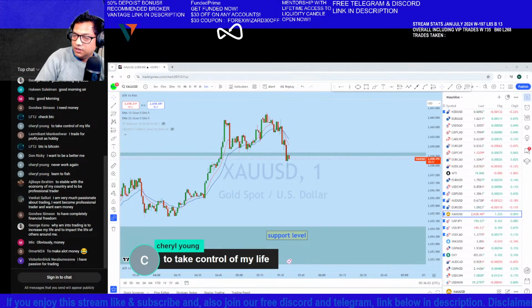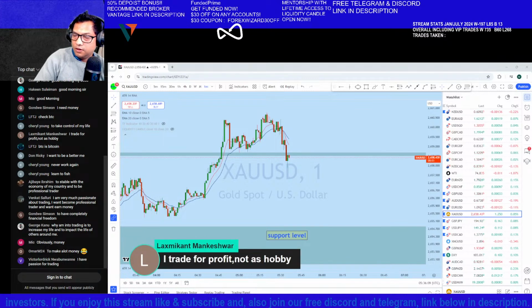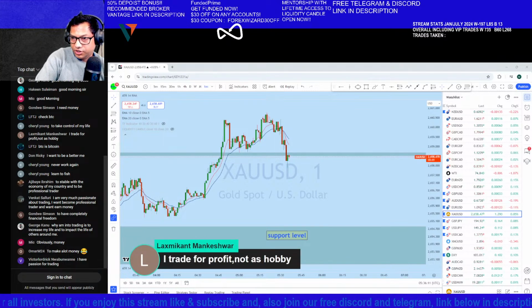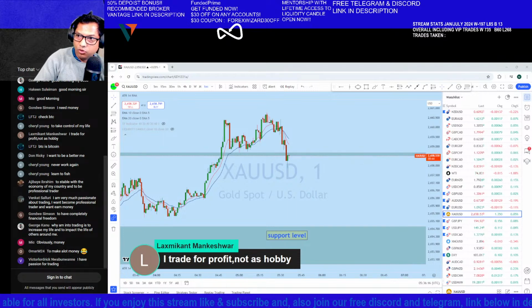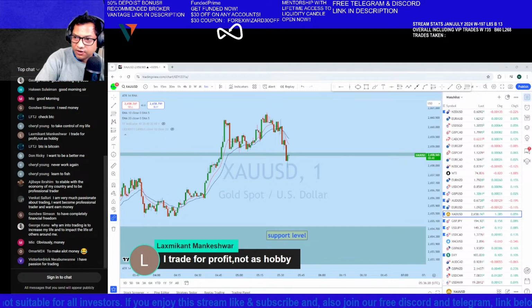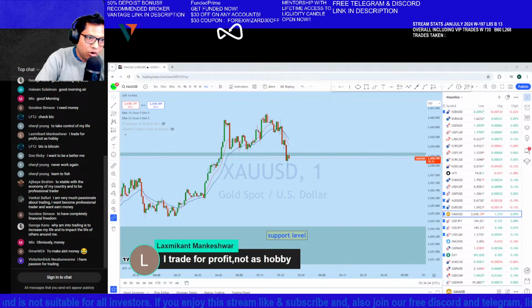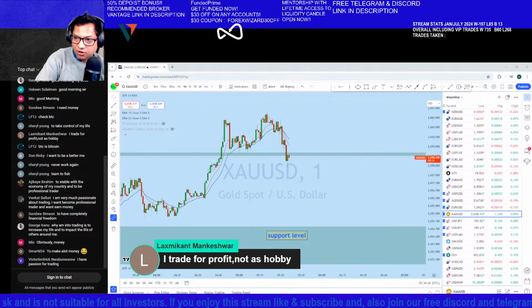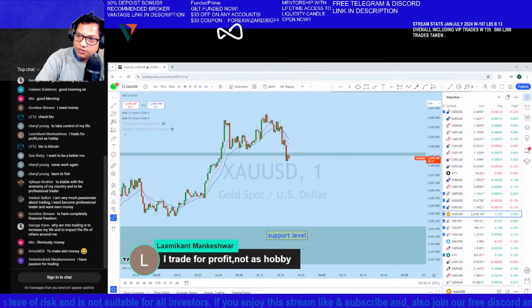Okay, so Laxmikant says, I trade for profit, not as a hobby. So there could be an issue. For example, if you trade for profit, not as a hobby, then when you do not have profit, your chances are you're going to quit, because you are trading for profit and you are not getting profit, so you might think of quitting, isn't it?